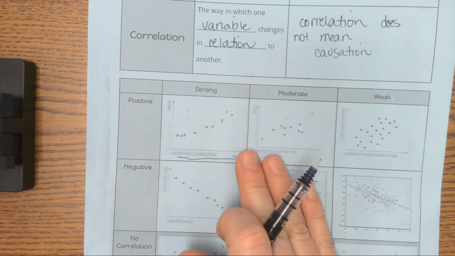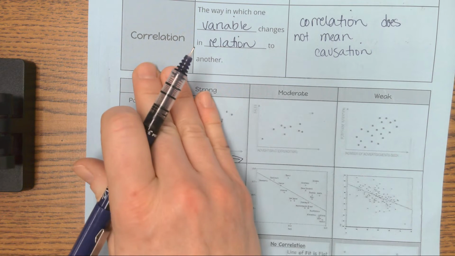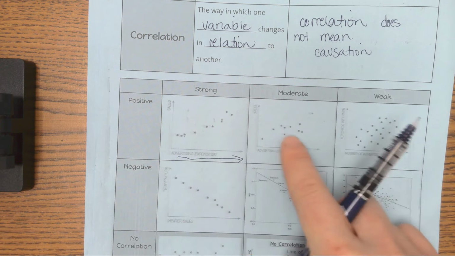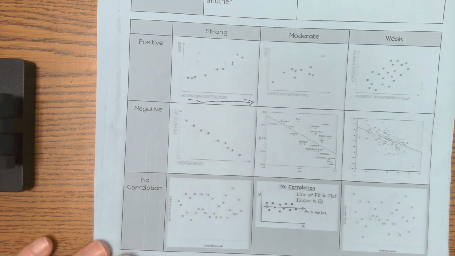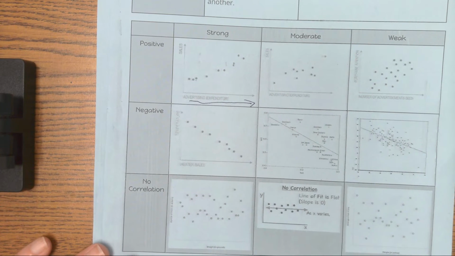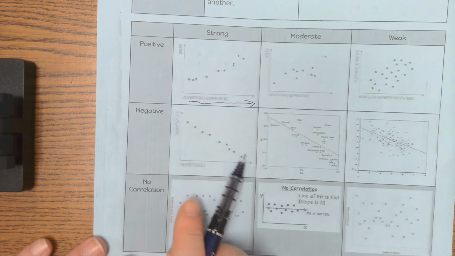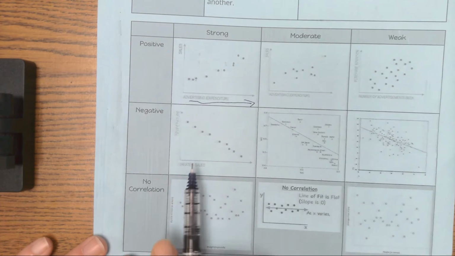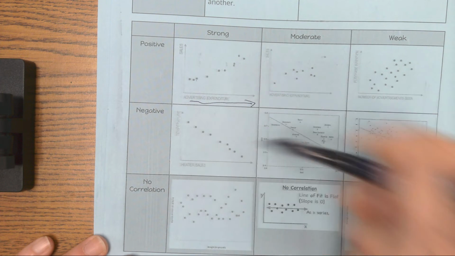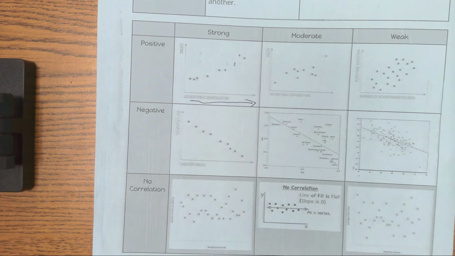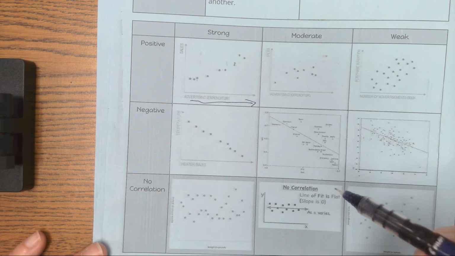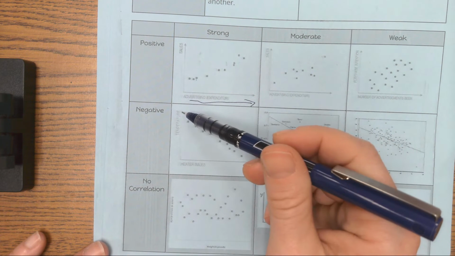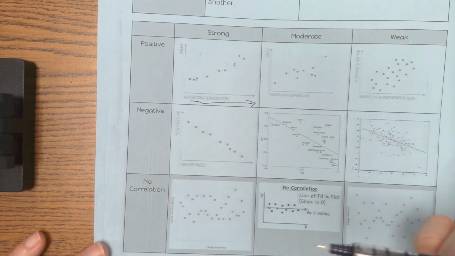So as we go to the right, up, that's the positive part, and then determining how close those points are together. This middle row is negative correlation. Once again, now as I go to the right, it's going down. So this is saying temperature and heater sales. Well, that makes sense. Okay. So as the temperature goes up, the heater sales goes down.